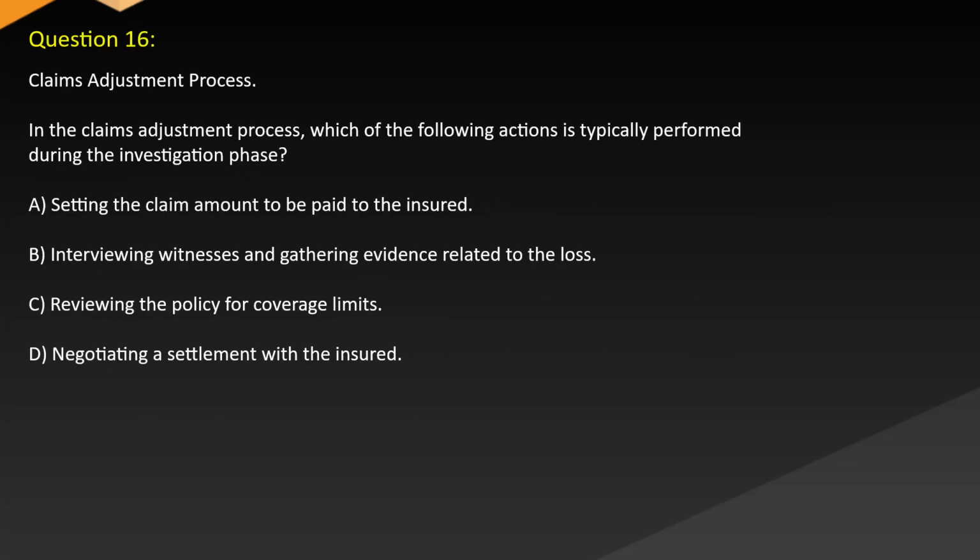Question 16. Claims adjustment process. In the claims adjustment process, which of the following actions is typically performed during the investigation phase? A. Setting the claim amount to be paid to the insured. B. Interviewing witnesses and gathering evidence related to the loss. C. Reviewing the policy for coverage limits. D. Negotiating a settlement with the insured.